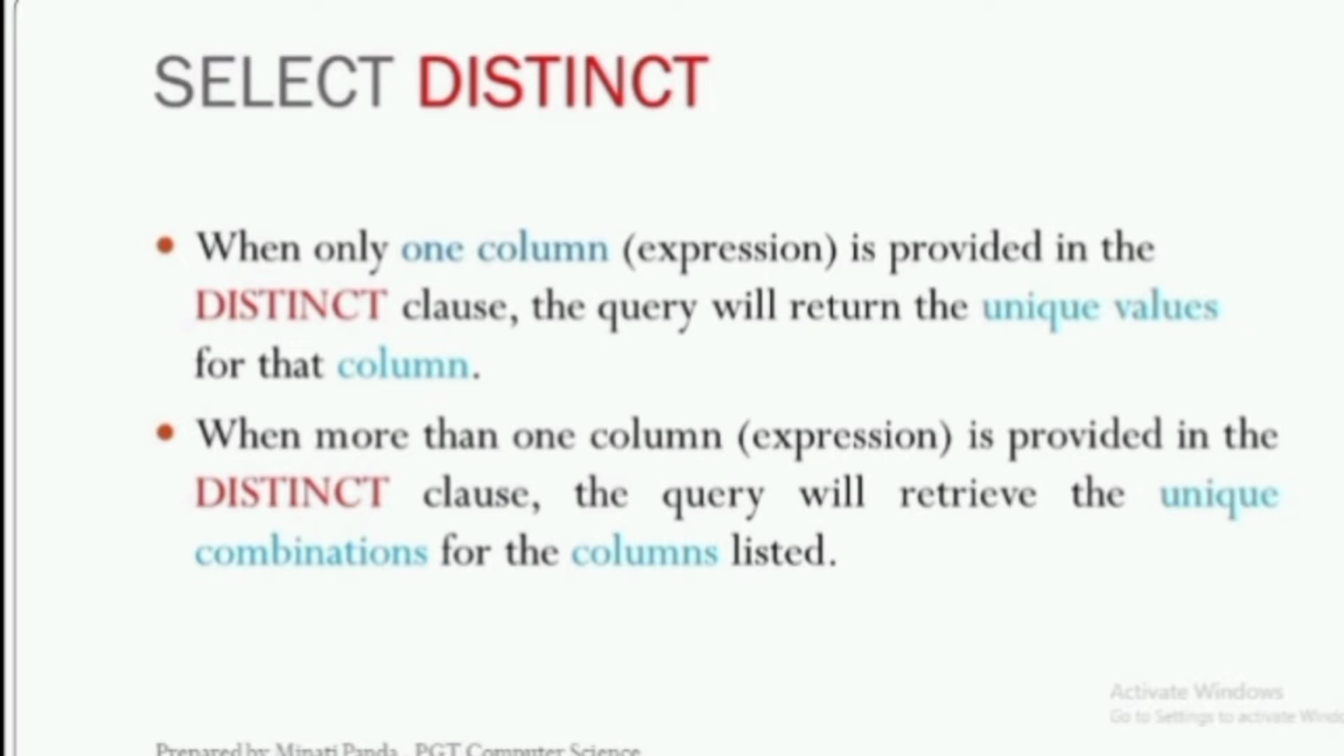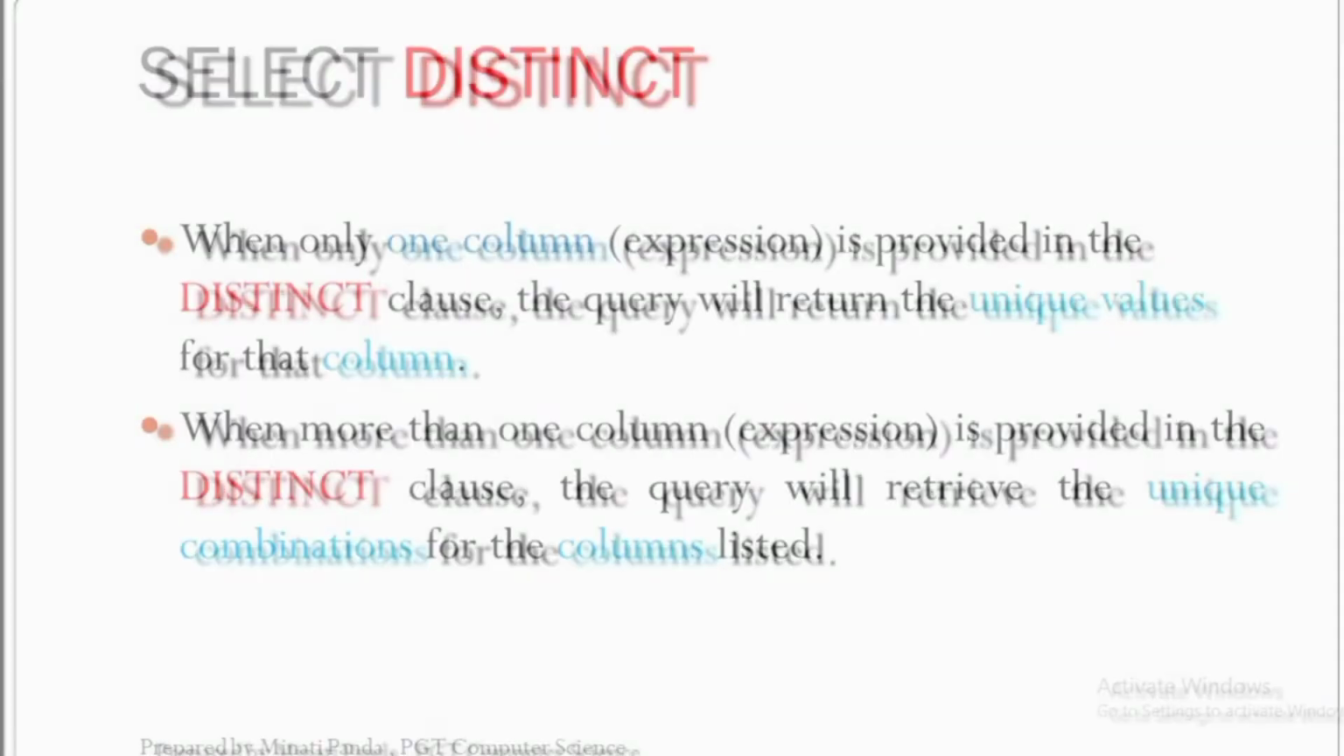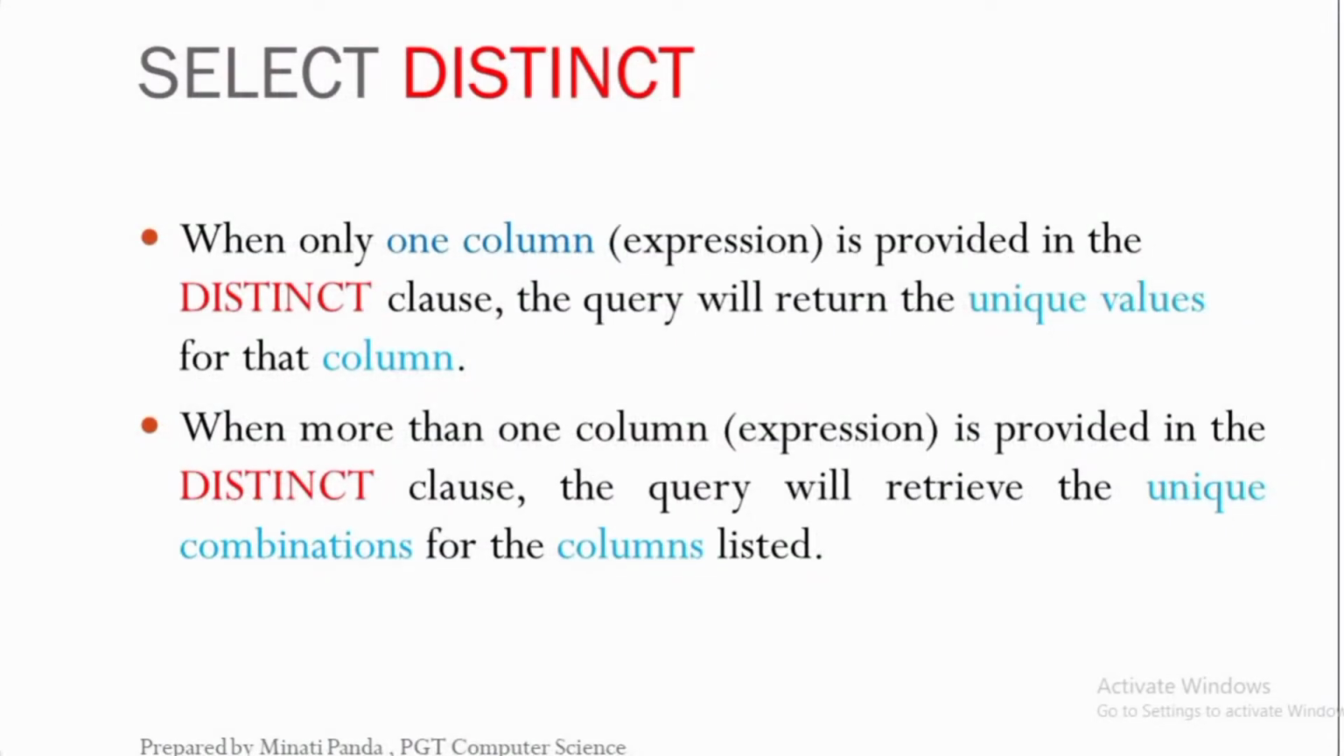When we provide only one column in the DISTINCT clause, the query will return the unique values for that column only. When more than one column or expression is provided in the DISTINCT clause, the query will retrieve a unique combination for the columns.